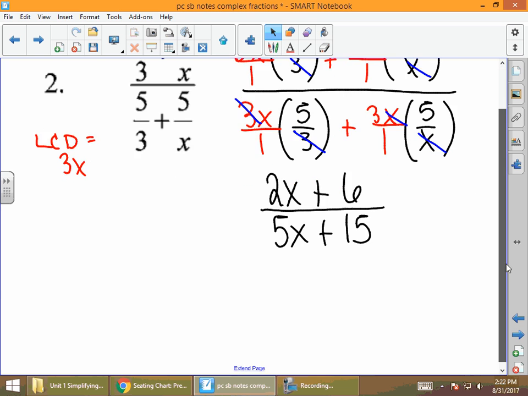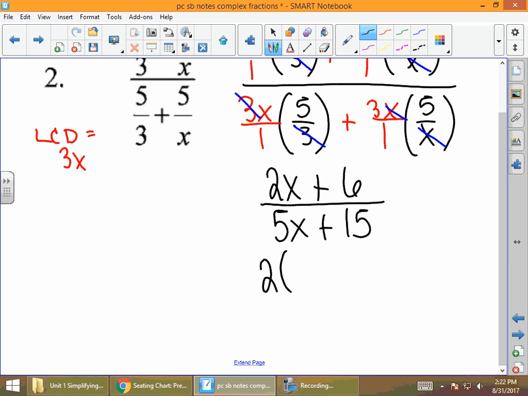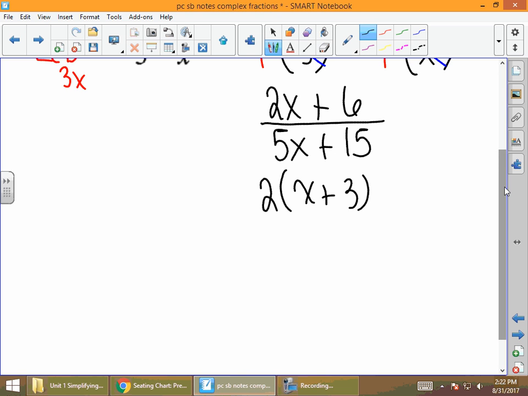So now, what we need to do to finish. We've gotten rid of the fraction within the fraction. Can we factor the top of this? Yeah. We can factor out a 2 with GCF, and we're left with x plus 3. Can we factor the 5x plus 15? Yes. We factor out a 5, and we're left with x plus 3.